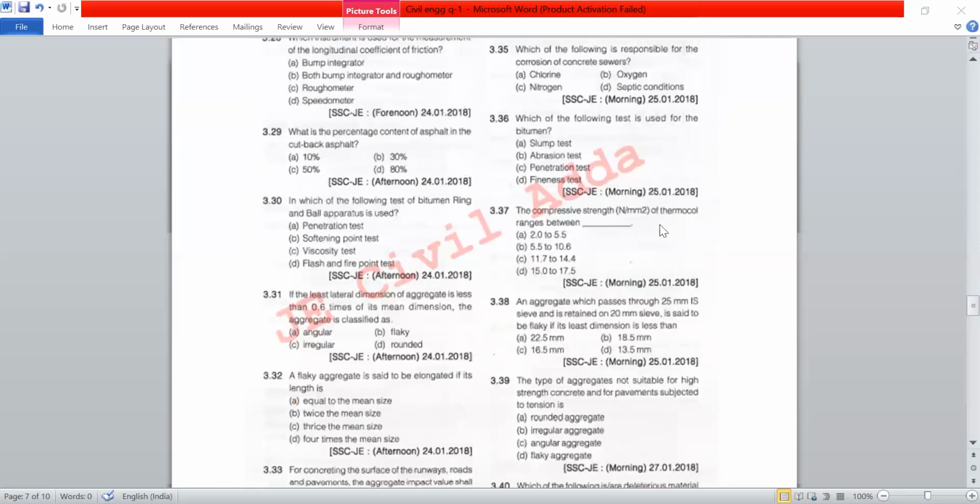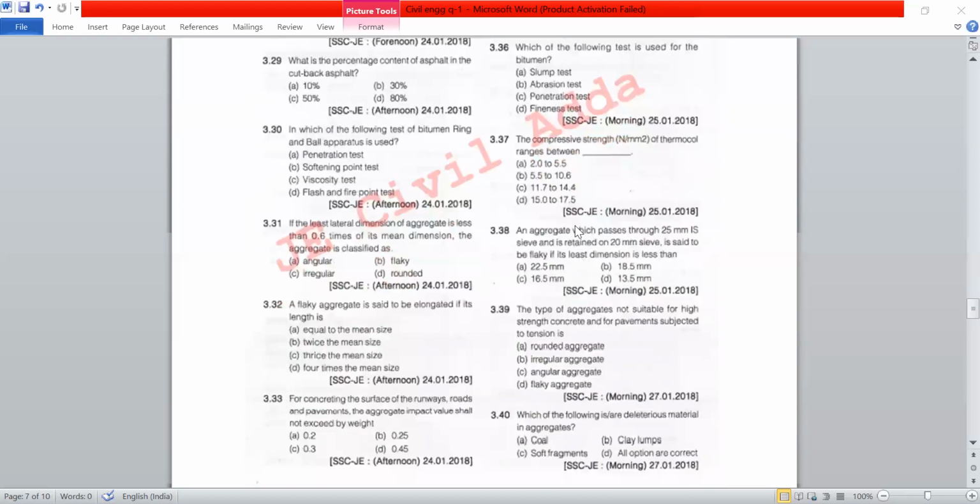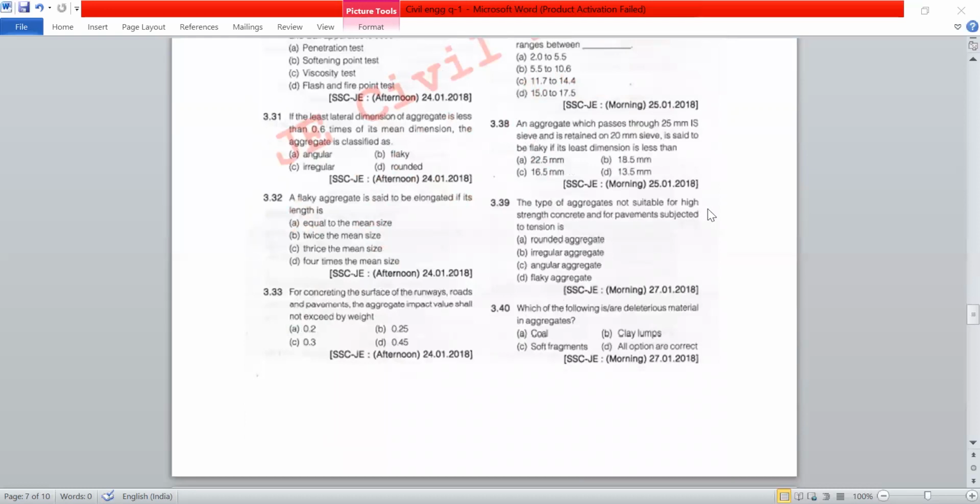The compressive strength of the thermocol ranges from 11.7 to 14.4. An aggregate which passes through 25 mm IS sieve and is retained on 20 mm is said to be flaky if its least lateral dimension is less than 13.5 mm. The type of aggregate not suitable for high strength concrete and for pavement subjected to tension is rounded aggregate.